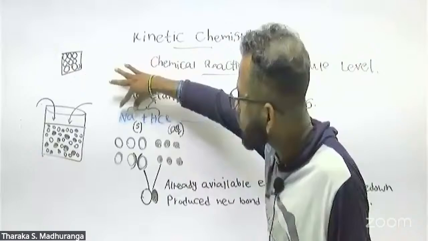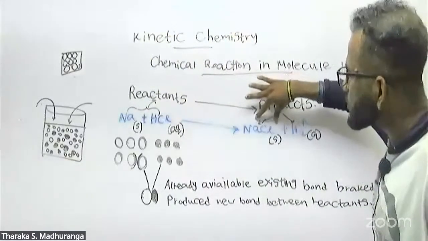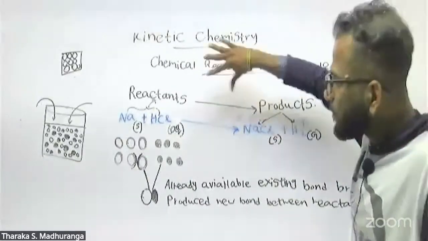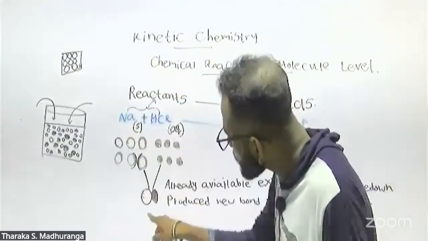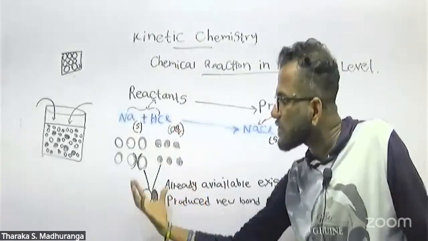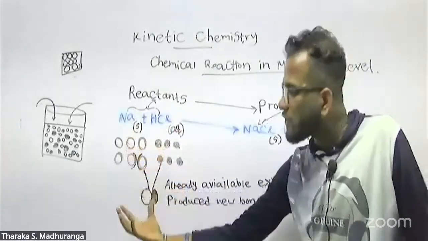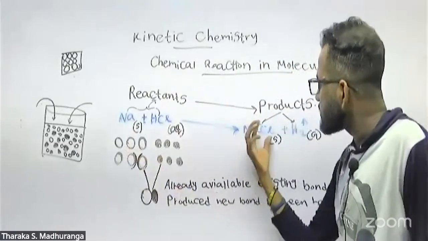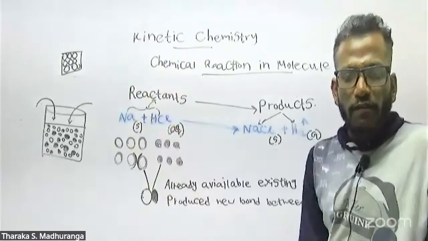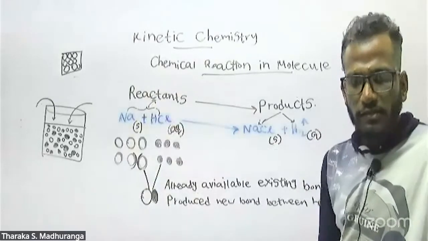You can see sodium characteristics are not equal to sodium chloride. HCl characteristics are not equal to sodium chloride. Both together produce a new bond, which has different characteristics than them. That's why the characteristics of sodium chloride change totally compared with the other reactants.